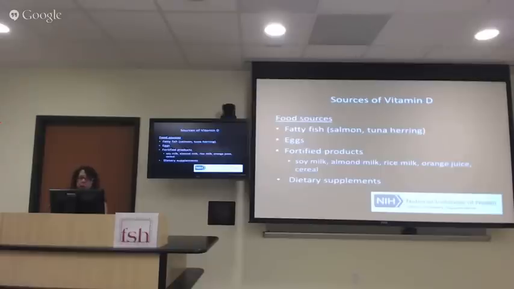Other sources of vitamin D besides the sun. Food sources, different types of fish, salmon, tuna, herring, eggs. There are a lot of products that are fortified with vitamin D if you look on the nutrition labels, especially the milk alternatives, orange juice, cereals, and then you can actually buy vitamin D as a supplement.